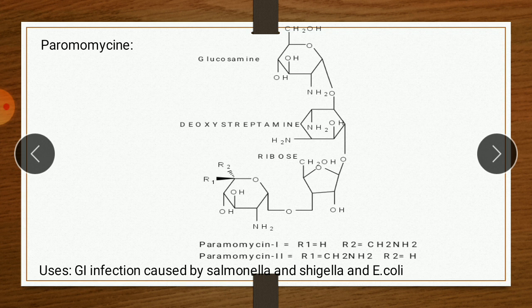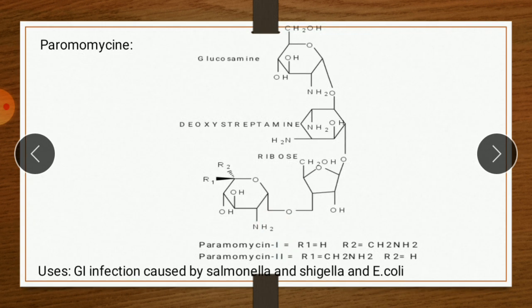Next is Paramomycin. Again it is a combination of two, Paramomycin 1 and Paramomycin 2. See the structural difference between Paramomycin 1 and Neomycin B. The Paramomycin structure is the same as the structure of Neomycin, but with only one structural difference. So here we compare Paramomycin 1 to Neomycin B.